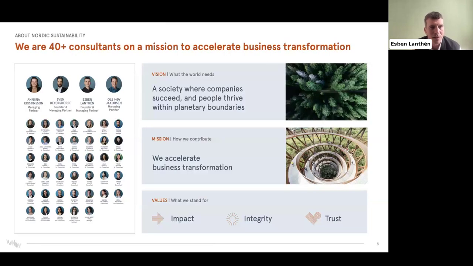Just a little bit about us at Nordic Sustainability. As I said, I'm a co-founder and managing partner here at a boutique sustainability consultancy that believes we need to do something about the fact that our current economic system is not working out the way that we wanted it to. So we really want to help businesses transform towards a future where we actually live within the planetary boundaries. That's our mission and what we set out to do.